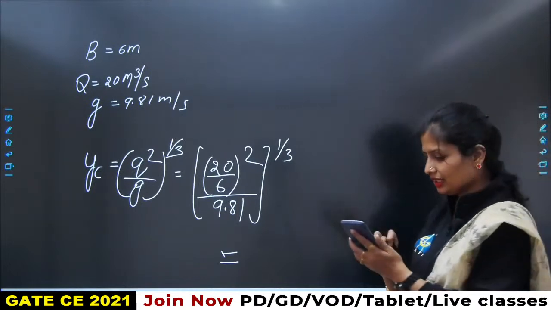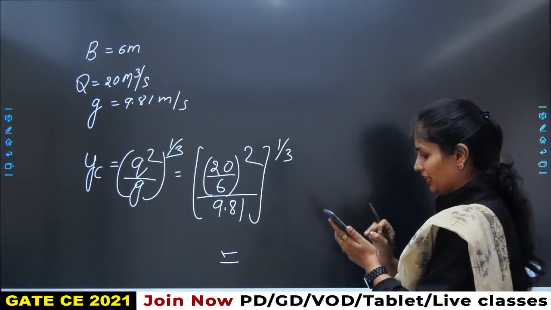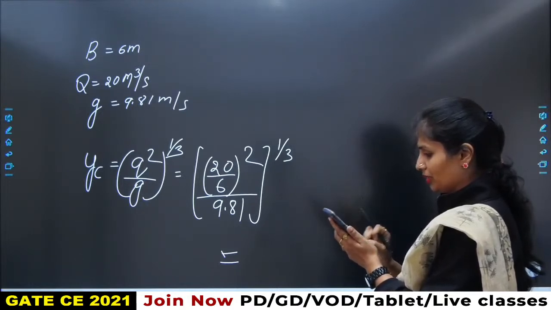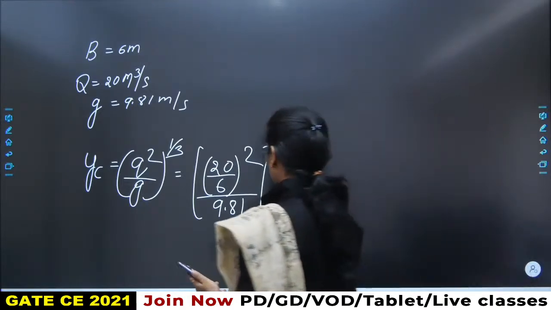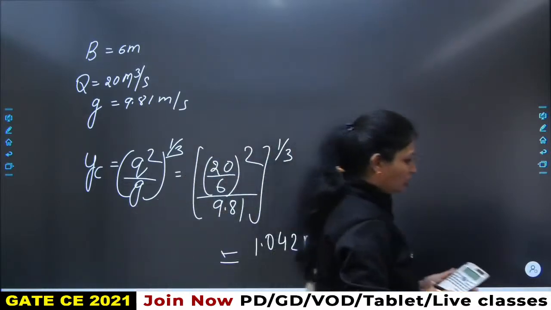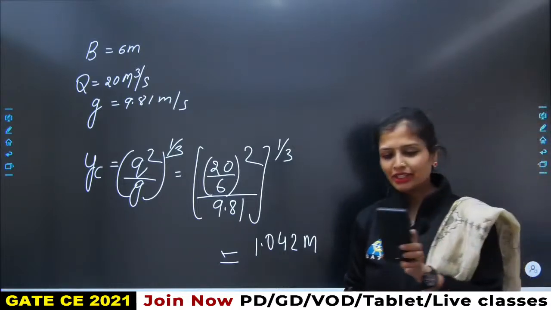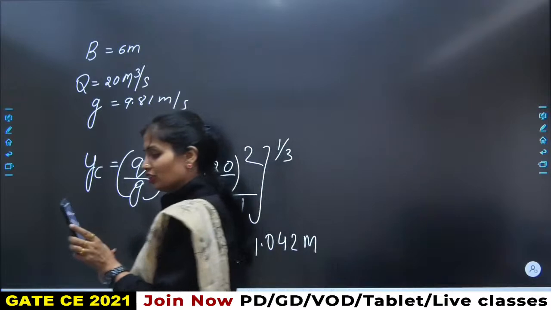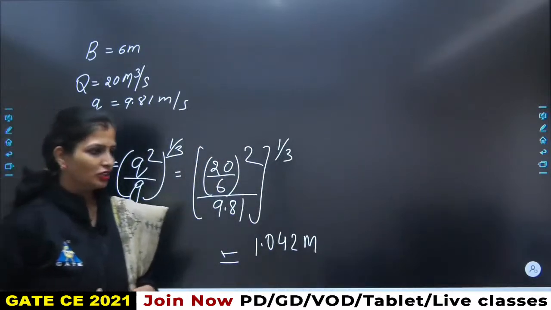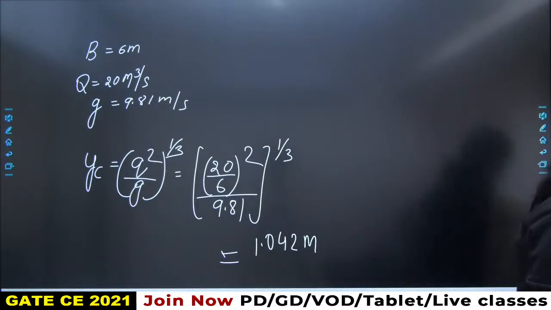This will be 20 divided by 6, squared, divided by 9.81, to the power 1 by 3. So you got 1.042 meters. Here the options were 2.56, 0.82, 1.04, 3.18. So it is 1.04 meters, which is the answer. Clear? Whatsoever questions I had, I guess I have dealt with.